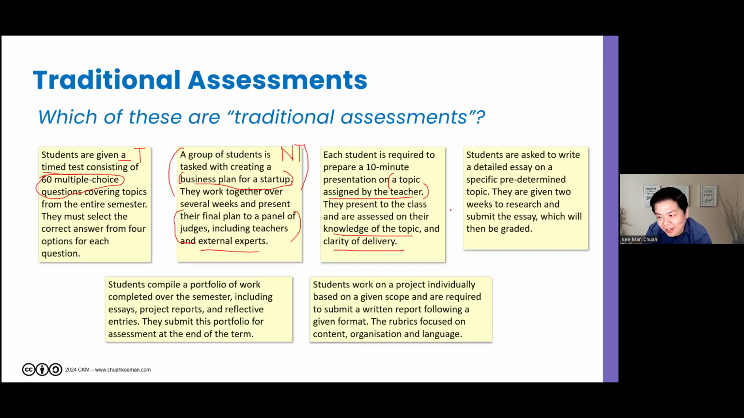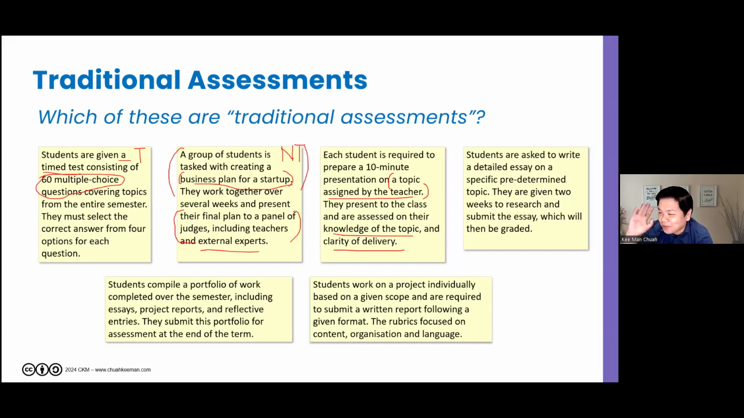Does Dr. Nazrin say anything assigned by the teacher is traditional? Can you enlighten us on that, Dr. Nazrin? Anything assigned by the teacher, it's traditional. Where's Dr. Nazrin? I can't see on the screen. Are you able to tell us a bit on that? Why do you think anything that is assigned by the teacher is considered as traditional?